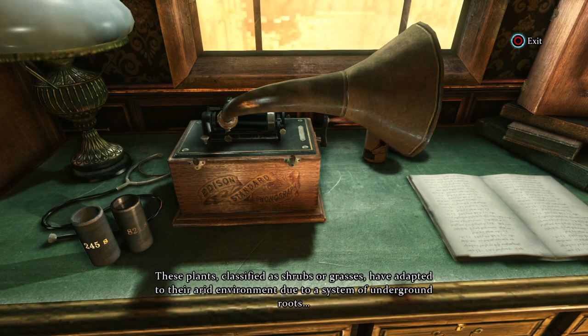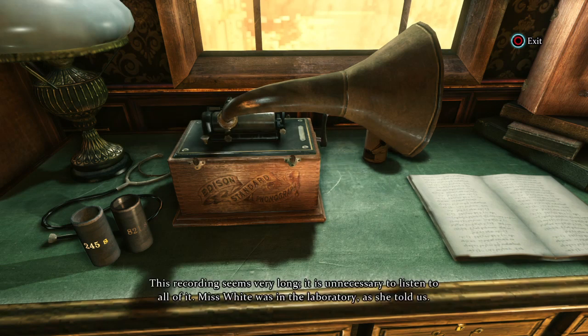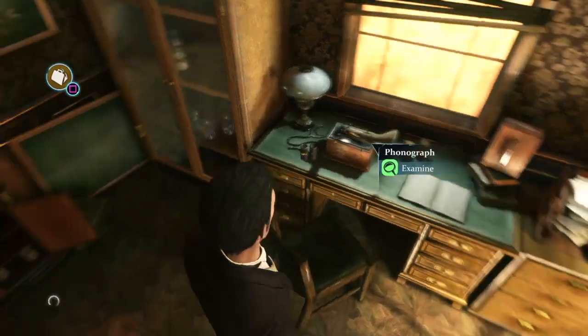These plants, classified as shrubs or grasses, have adapted to their arid environment due to a system of underground roots. This recording seems very long. It is unnecessary to listen to all of it. Miss White was in the laboratory, as she told us. So isn't she the killer?